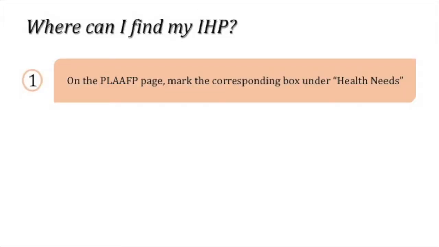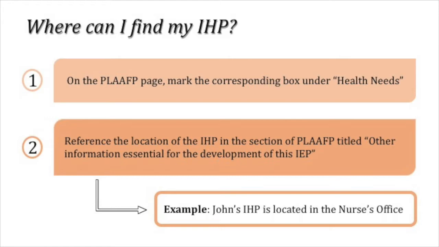The best way to do this is on the PLAAFP page in your student's IEP. Mark the corresponding box under Health Needs. Then, reference the location of the IHP in the PLAAFP section titled Other Information Essential for the Development of this IEP. An example of this would be: John's IHP is located in the nurse's office.